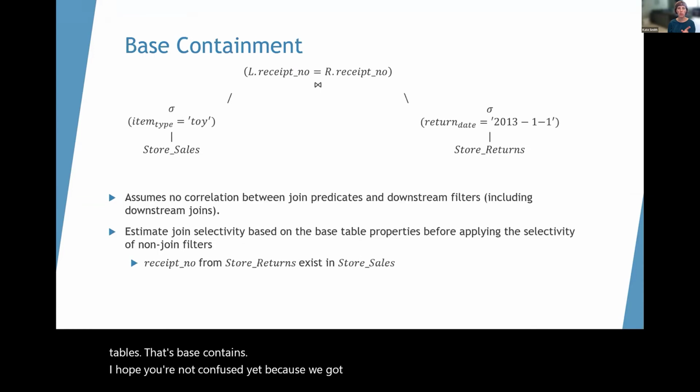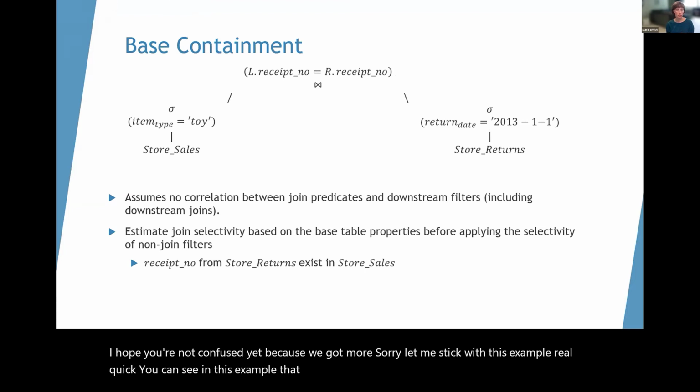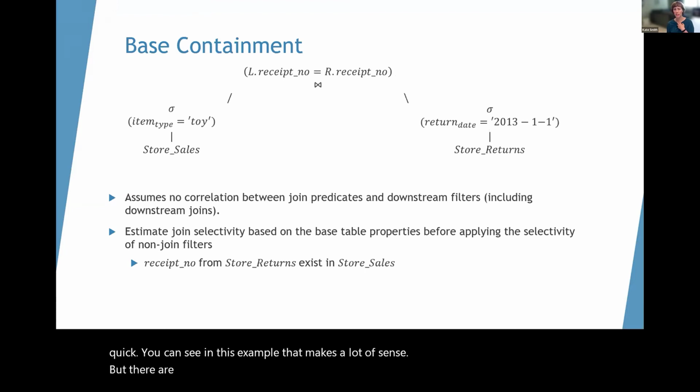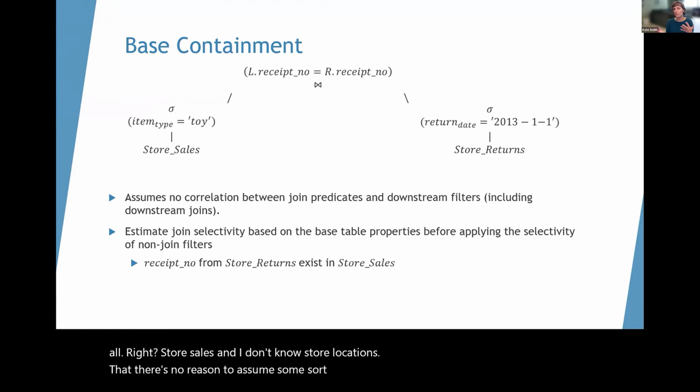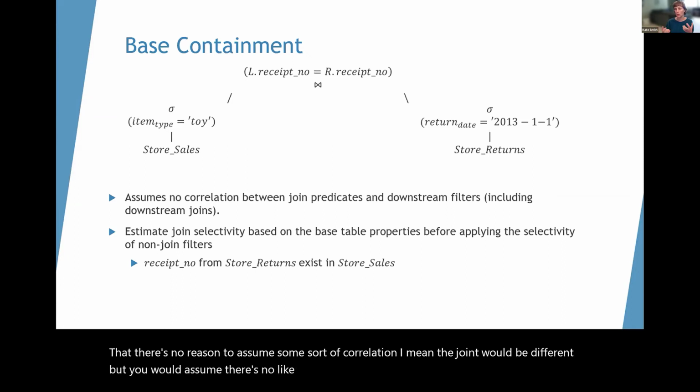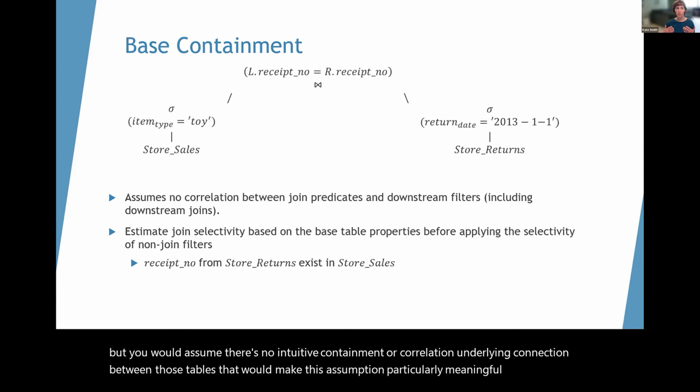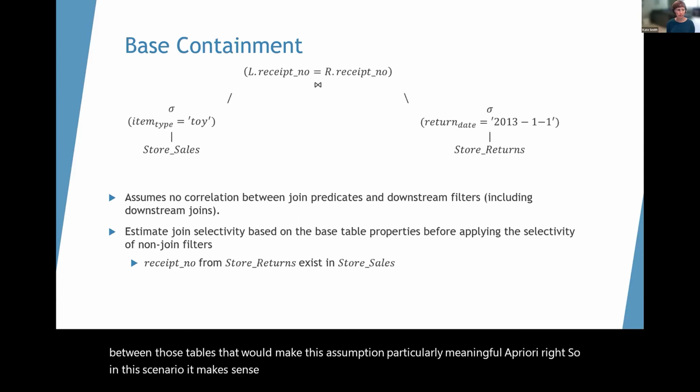Oh, sorry, we'll stick with this example real quick. You can see in this example, that makes a lot of sense. But there are other types of things you might be joining that wouldn't make any sense at all, right? Store sales and, I don't know, store locations. There's no reason to assume some sort of correlation. I mean, the join would be different, but you would assume there's no intuitive containment or correlation, underlying connection between those tables that would make this assumption particularly meaningful a priori, right? So in this scenario, it makes sense, but it doesn't always.